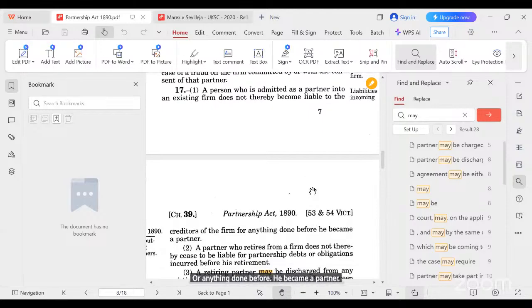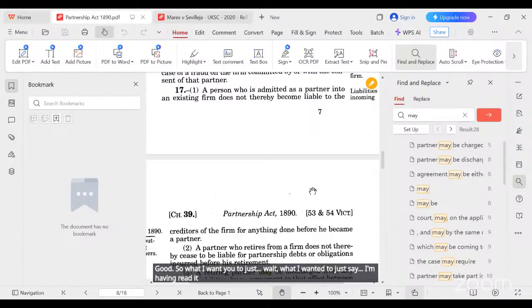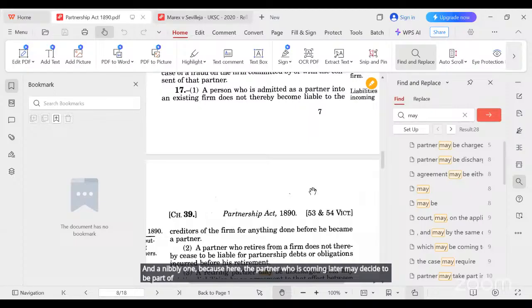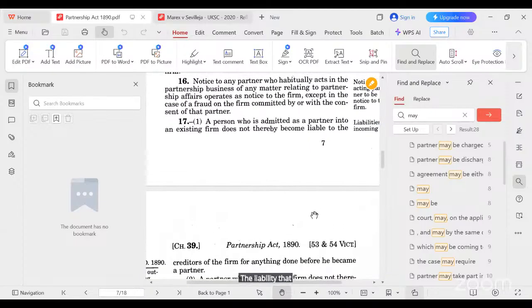Good. What I want you to say, having read it, from your own understanding: does that provision give us a statement of law as it is, or does it do something else? It rather does an enabling one, because here the partner who is coming later may decide to be part of the liability that those people might have incurred before he joined, or say, no, I will not. Good.